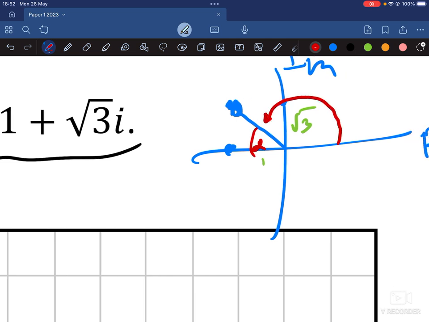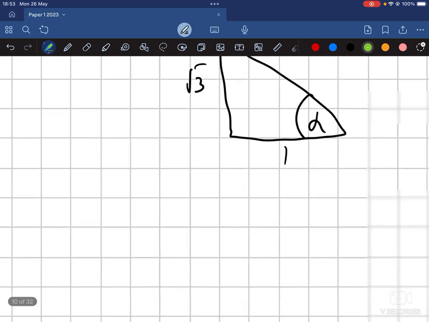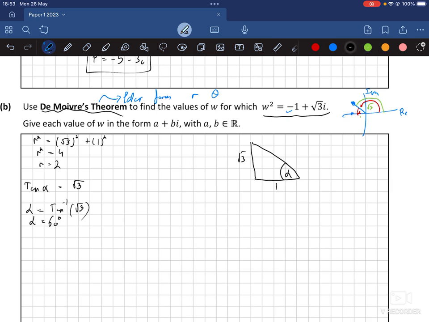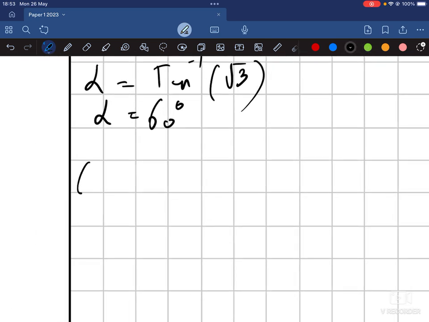So obviously from here to here is 180 degrees. And then if this little bit here is 60 degrees, this bit here must be 120 because it's 180 minus 60. That's how we get that. So then I can say that theta is equal to 120 degrees.